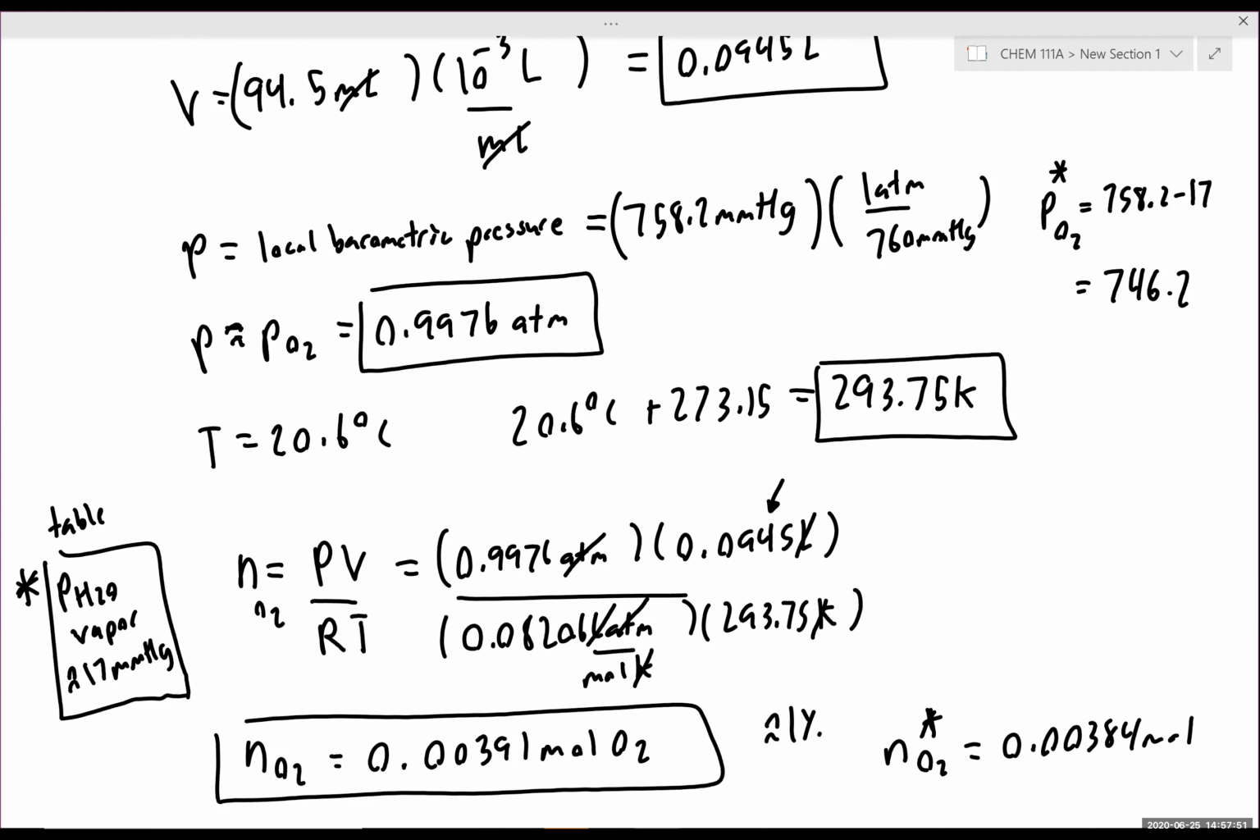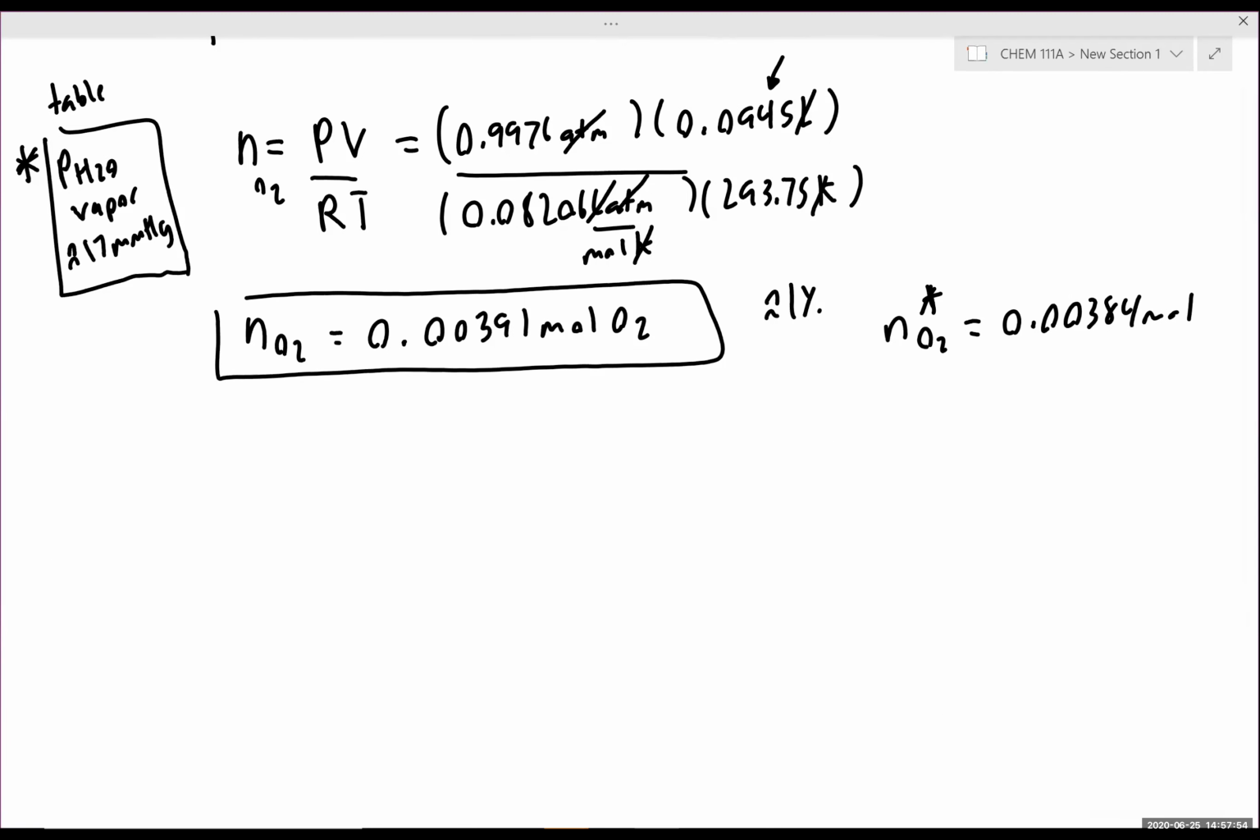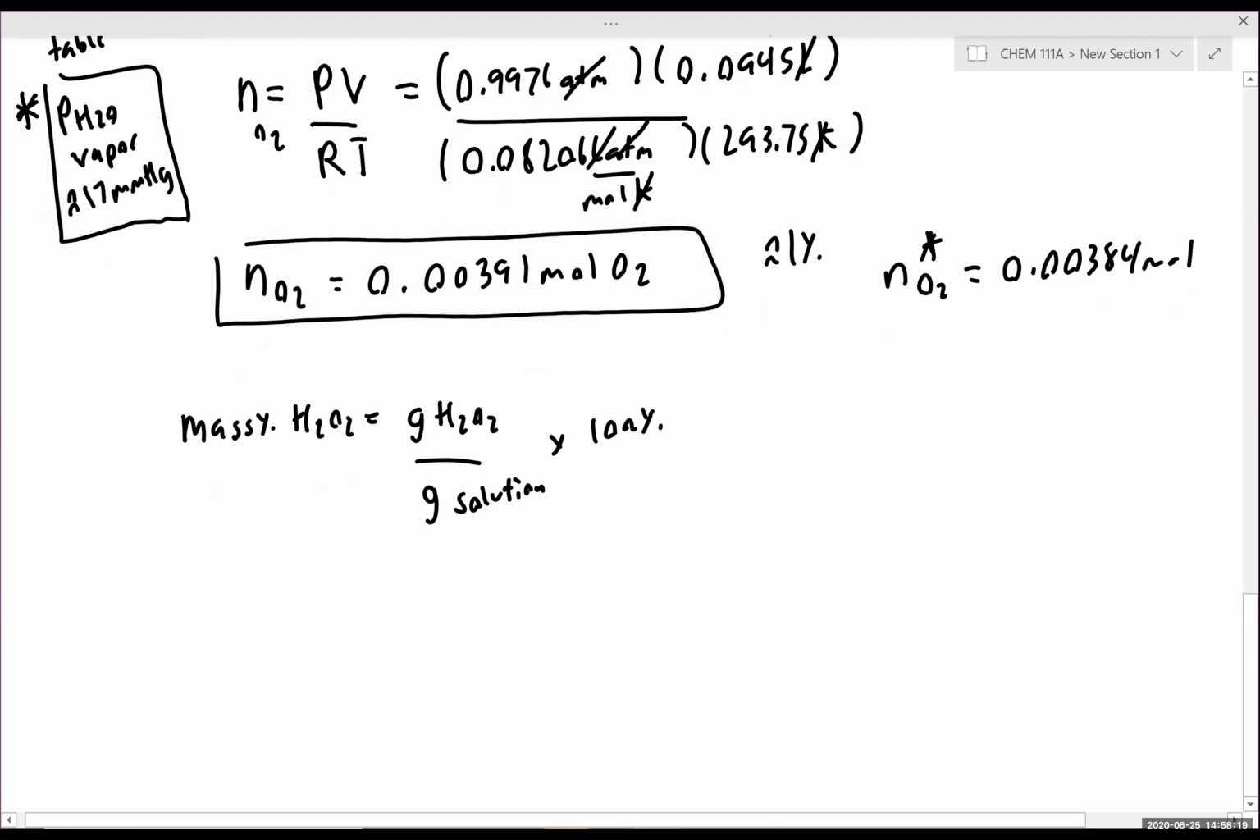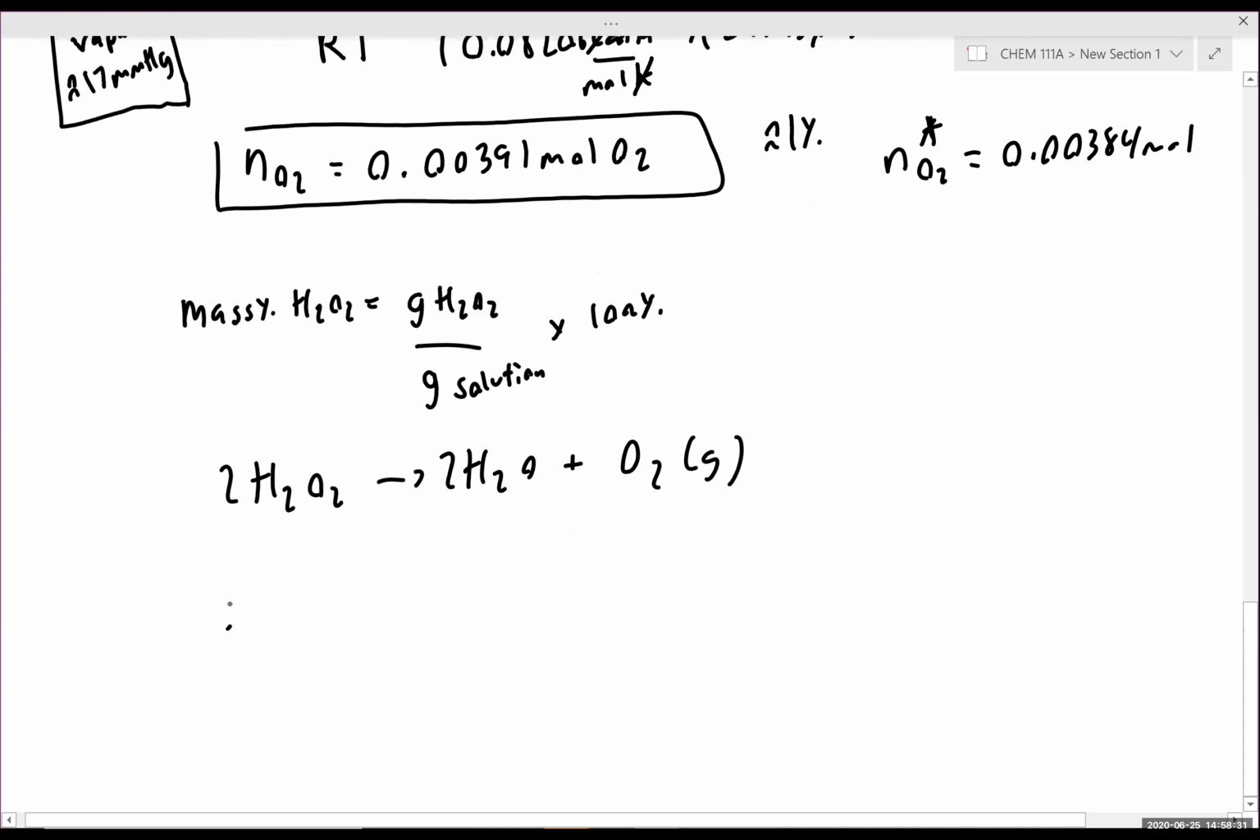Okay. So now that we have the moles of oxygen, the reason why I had you measure the mass of hydrogen peroxide is because we're going to use that to calculate the mass percent. So the mass percent of hydrogen peroxide is equal to the grams of hydrogen peroxide over the grams of our solution times 100%. Okay? So to calculate the grams of hydrogen peroxide, we're going to need to look at our chemical equation now.